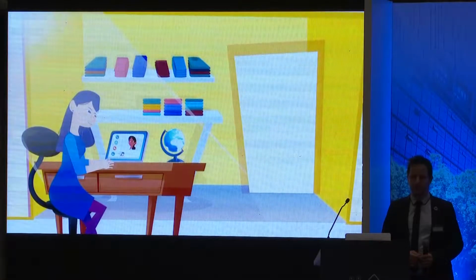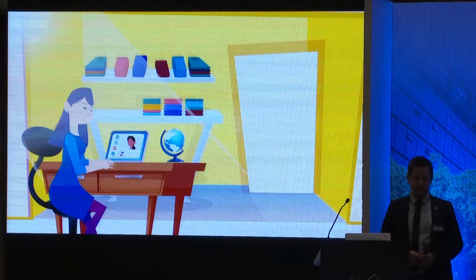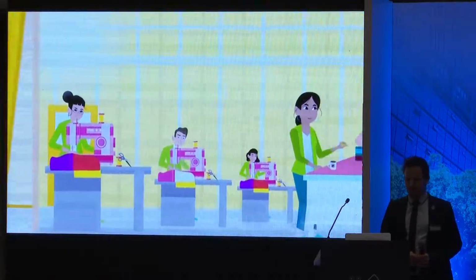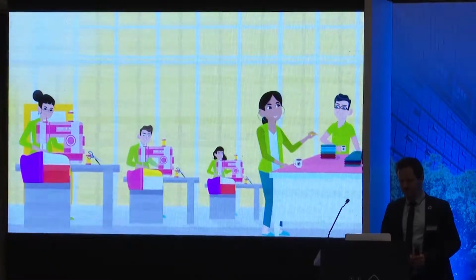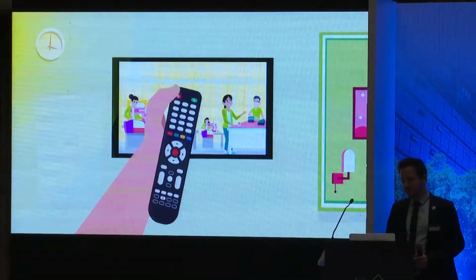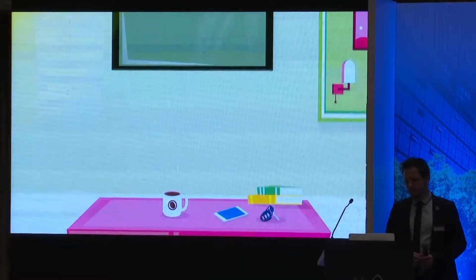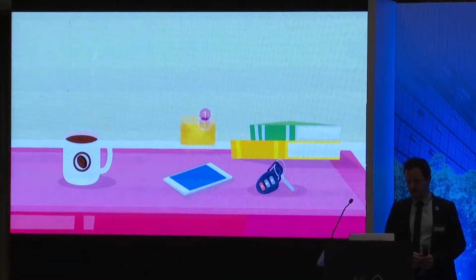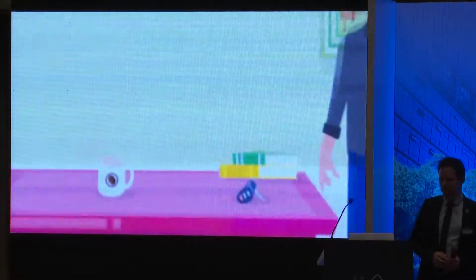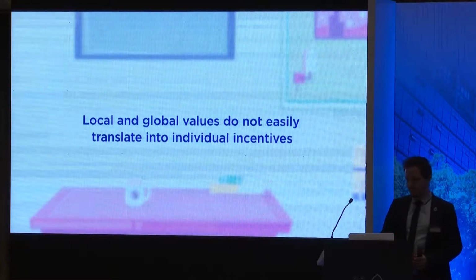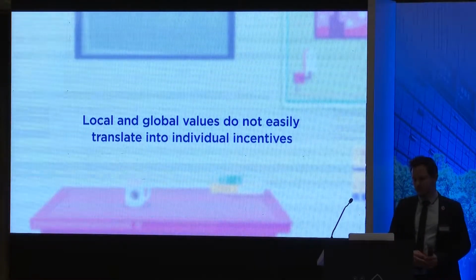Or let's say you only buy clothing from socially sustainable sources, where employers pay their staffs a living wage and foster a healthy work environment. In reality, many people choose to drive to work, and many prefer to buy cheap clothes from employers who exploit their workforces. Local and global values do not easily translate into individual incentives.